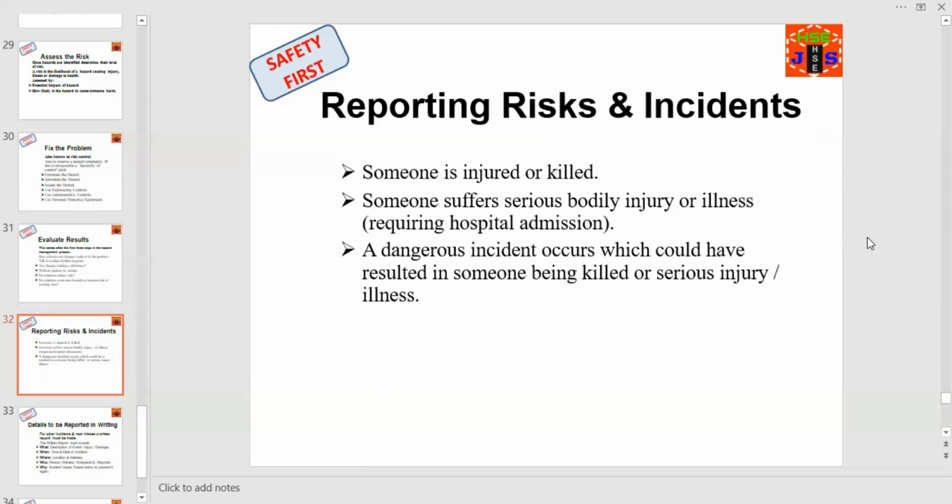The most important aspect in a safety management system is to report the risks and incidents. Is someone injured or killed? Someone suffers serious bodily injury? Someone suffers serious illness requiring hospitalization? A dangerous incident occurs which could have resulted in someone being killed or serious injury or illness.